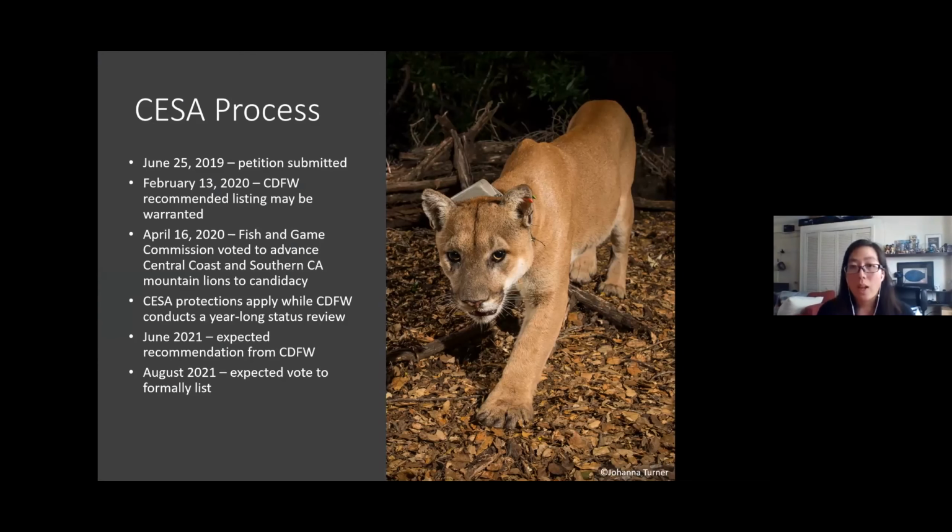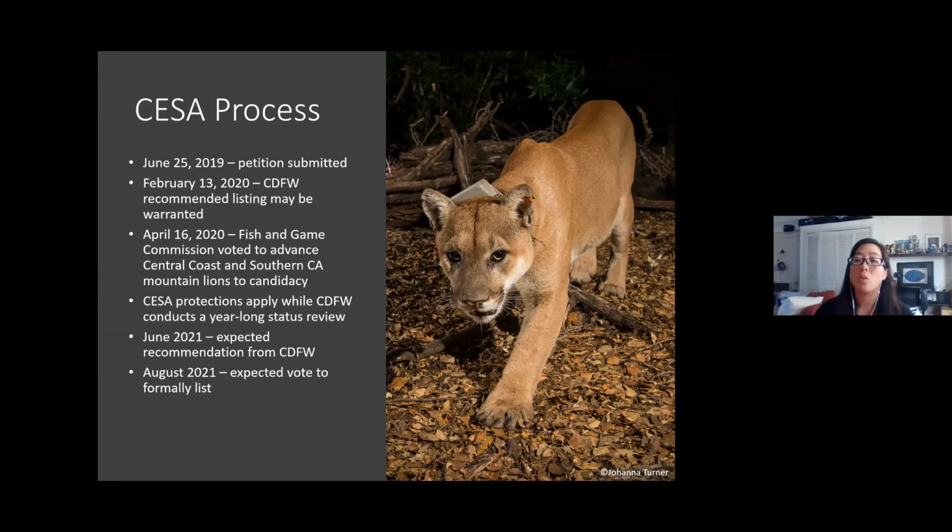And so right now we're still in the middle of the CESA process. So I'm just going to summarize a little bit of what the process is. Basically, we submitted that petition in June of 2019. And then in February of 2020, California Department of Fish and Wildlife recommended that listing may be warranted, which just means that they think they should be considered for listing under CESA.